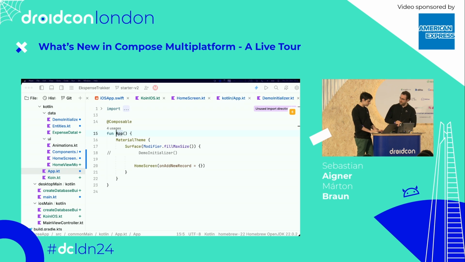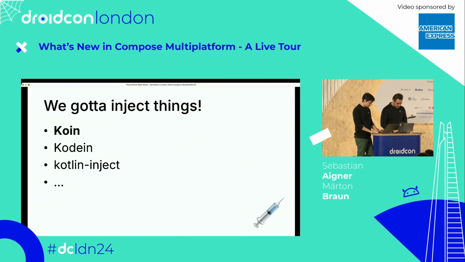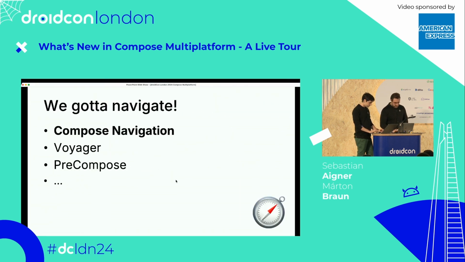Yeah, the button doesn't work. So in this scenario, what we obviously want to do is have some kind of navigation back and forth between our different screens. There's a couple of ways to do this. Voyager did this originally already quite a while ago. There are also projects like Pre-Compose that provide a navigation solution. We're going to show off Compose navigation for you here.